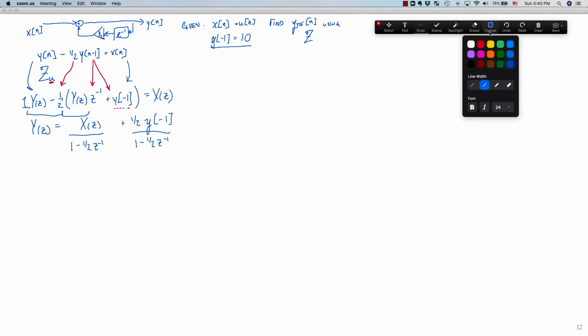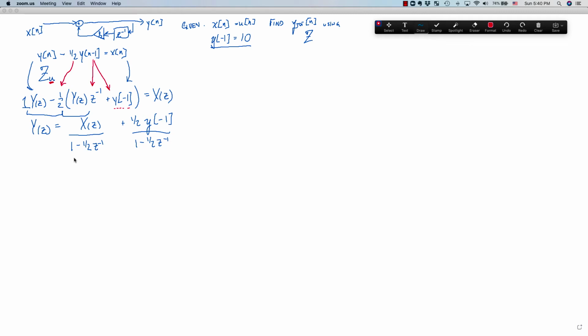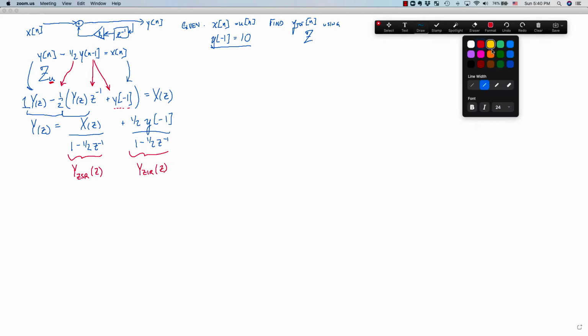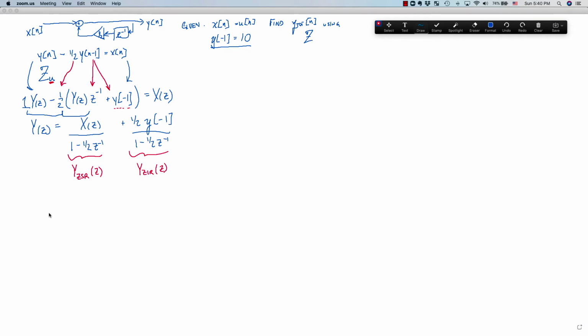Now I've written these as two separate fractions. You don't have to, but if you do, then what we have here is the zero state response in the Z domain, and what we have here is the zero input response in the Z domain. You don't have to do this, but I'm going to solve both of these separately and then recombine them at the very end. Okay, let's do the easier one first. Let's do the ZIR.